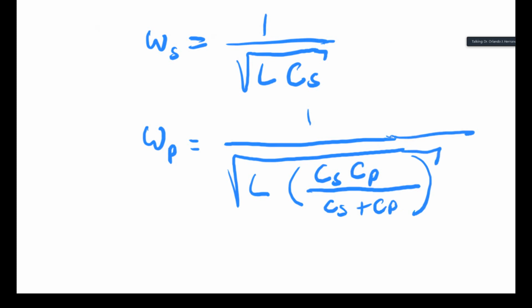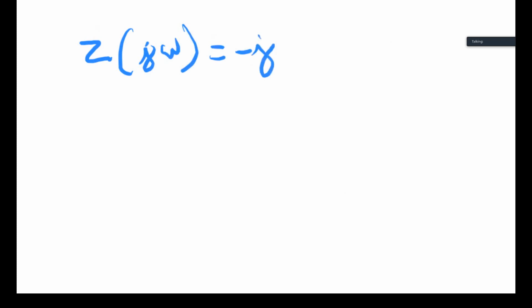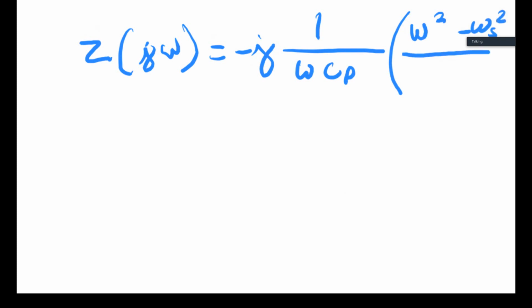So these are the expressions for omega S and omega P, and I can go back to the impedance expression and get an expression in terms of omega. And that multiplies there.